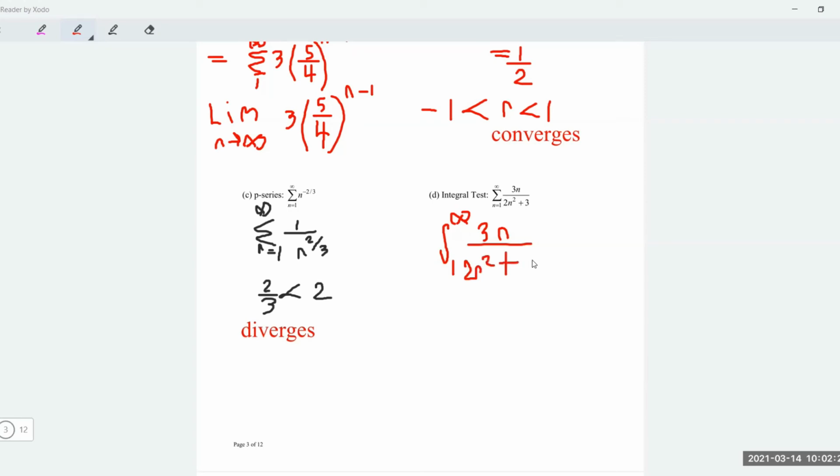Now, the differential of the denominator is not in the numerator. The differential of 2n squared is 4n, so we need a 4n in the numerator. In order to get a 4n, I'm going to multiply by 4 and then put a 1 over 4 out here. Then I'm going to factor out this 3 and put the 4 in front of the n. So I'm going to put the 4n right here and put the 3 right here.